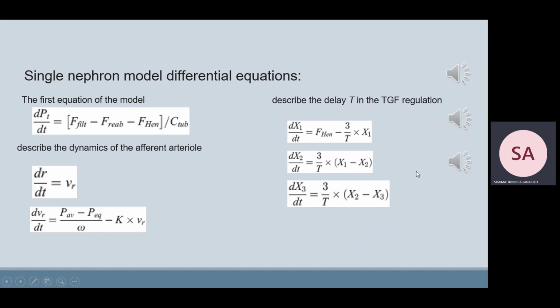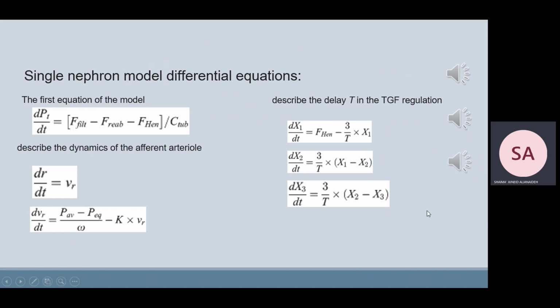The second equation represents and describes the dynamics of the afferent arteriole. R represents the inner radius of the vessel, and V is its rate of change. Sigma is a measure of the mass relative to the elastic compliance of the arteriole wall. P_eq is the value of the pressure for which the arteriole is in equilibrium. P_AV and P_AQ involve a number of algebraic equations that must be solved.